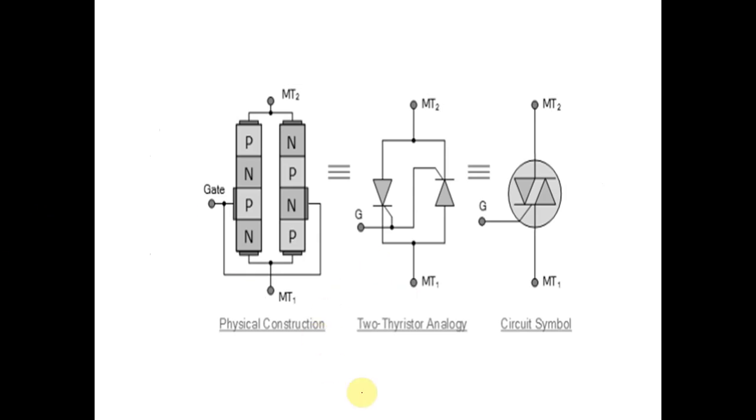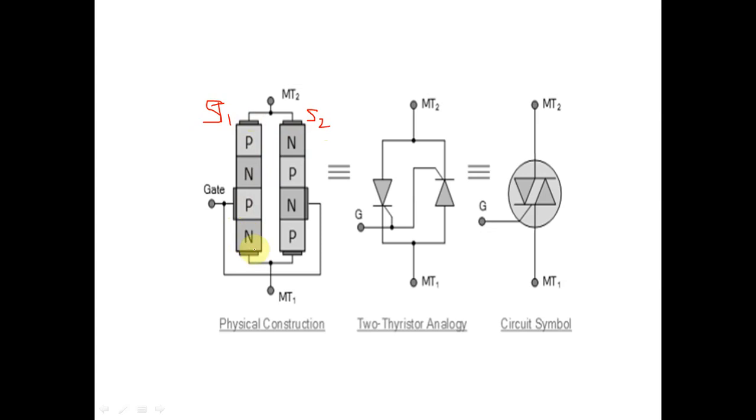Now this is the construction of triac. Triac is nothing but two SCRs connected back to back. See here, this is the construction of the first SCR, S1, and this one is the second SCR, S2. SCR has four layers: P layer, N layer, P layer, N layer. Here these are the two SCRs.